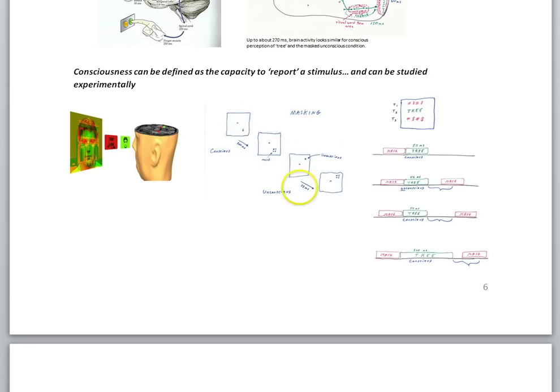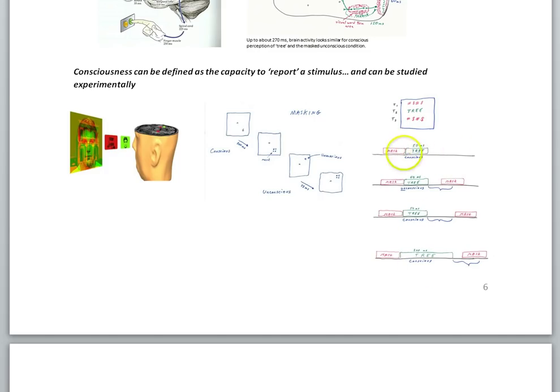Depending on the delay between the stimulus and the mask, you can either make the stimulus conscious or make it unconscious. Even though the stimulus might be presented on the screen for the same amount of time, it's the placement of the mask. When the mask is within 50 milliseconds of the stimulus, the mask blocks the consciousness of the stimulus. If the stimulus is a word, we see the different conditions here. The first one will be conscious.